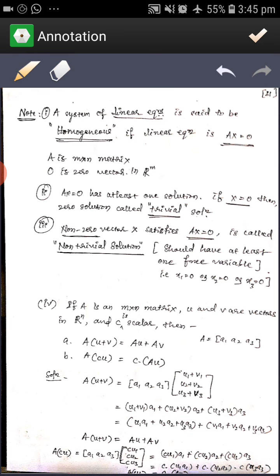If this is multiplied by a scalar, you multiply cu1 into a1, cu2 into a2, cu3 into a3. Then c you can take outside, and it remains u1 a1 plus u2 a2 and so on. Again the same thing, you can replace it with Au, with c outside, so we can write it as A into cu.